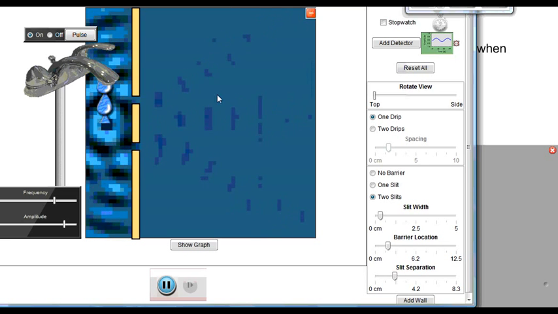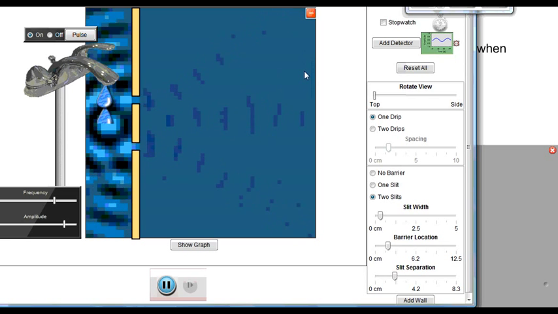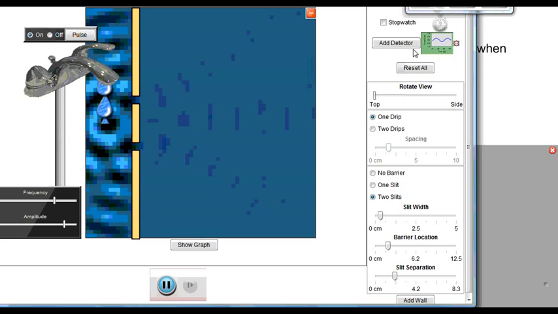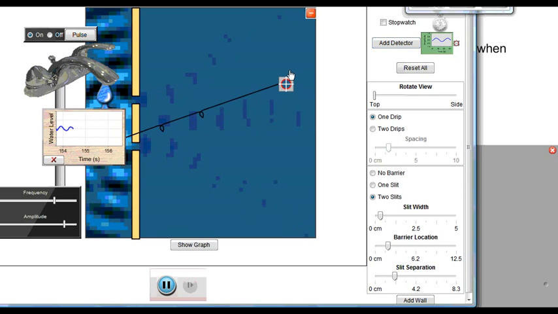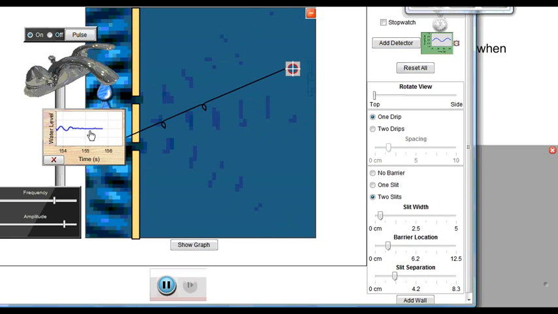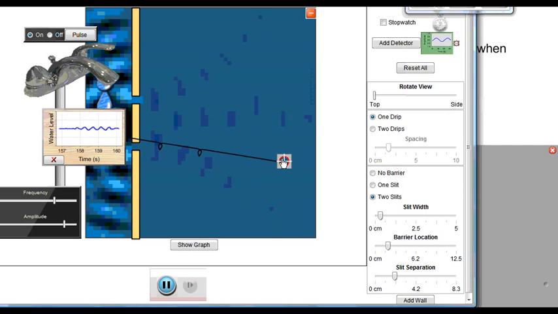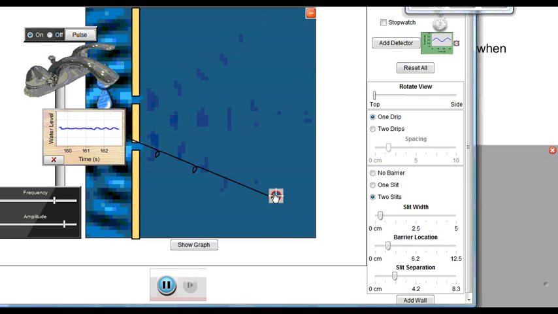So you can see again, there's that spot, that sort of line where you're not having any waves form. There's another one there, and you have these spots in between. Let me add the detector again so I can show you. There's a grayed out area where the water is still, and then in between, there's a spot where the water goes up and down, and then a spot where the water's still, and then a spot where the water goes up and down. So I think that's pretty neat.